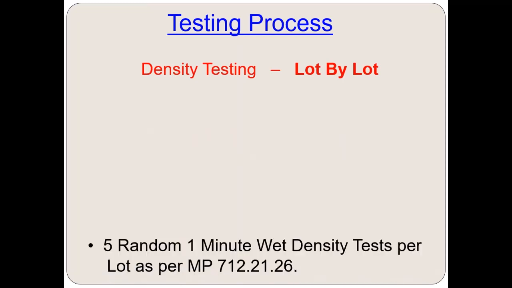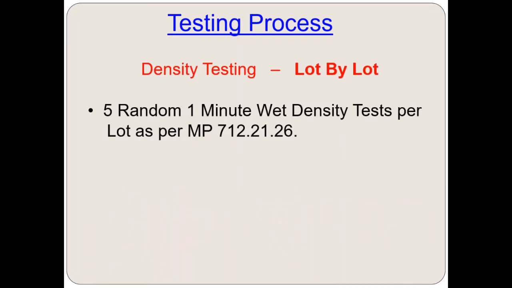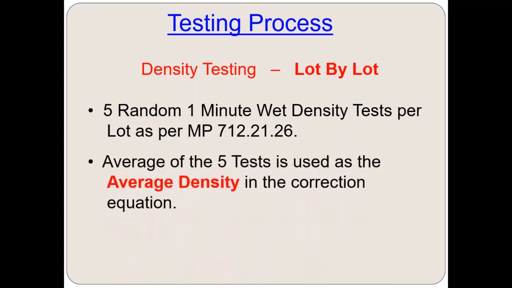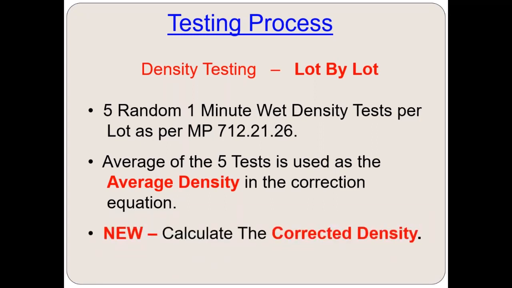So continuing on with the process on the lot-by-lot testing, our acceptance test will be 5 random 1-minute density tests per lot, as described in the MP 712.21.26. We're going to average these 5 tests, and they will become our average density value in the correction equation. And then the new thing for this specification, we have to calculate a corrected density.